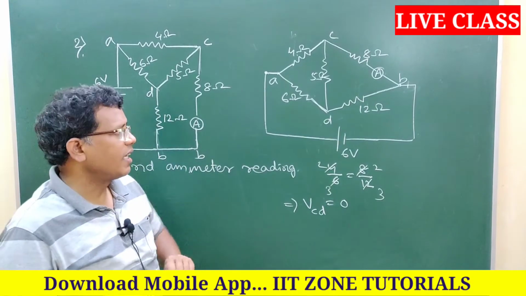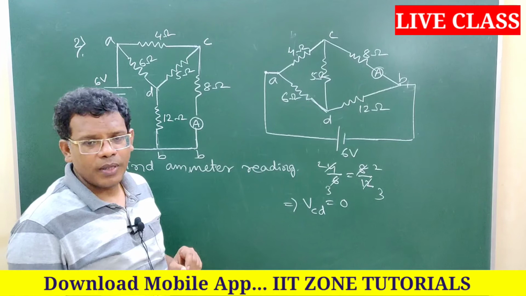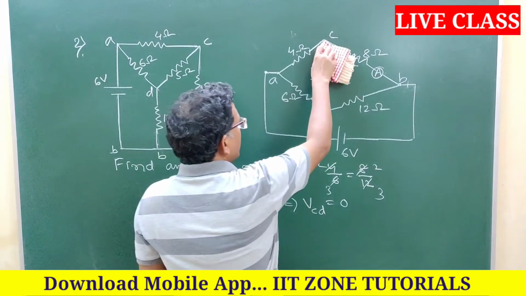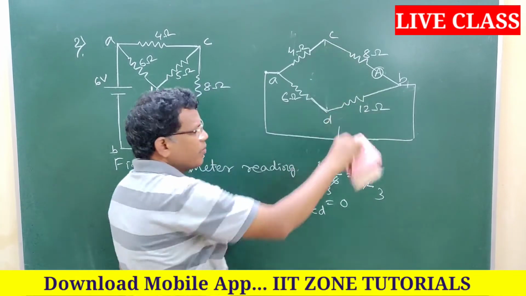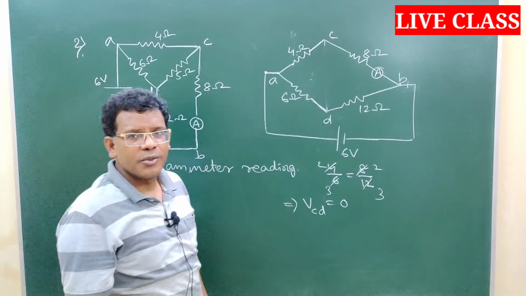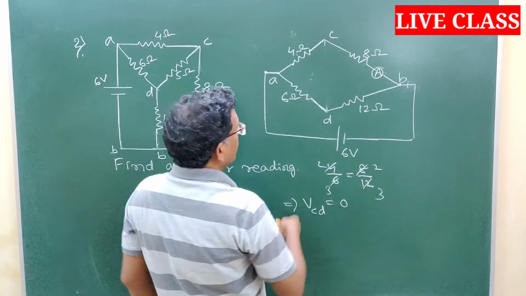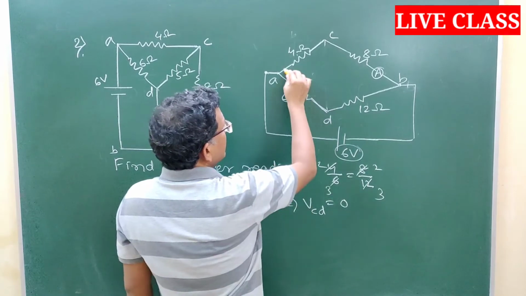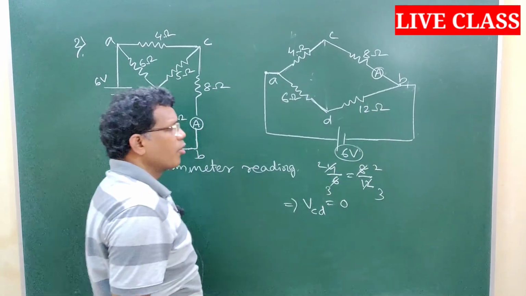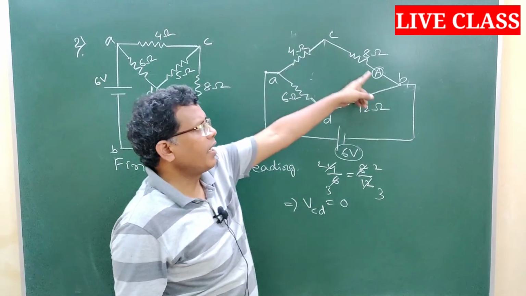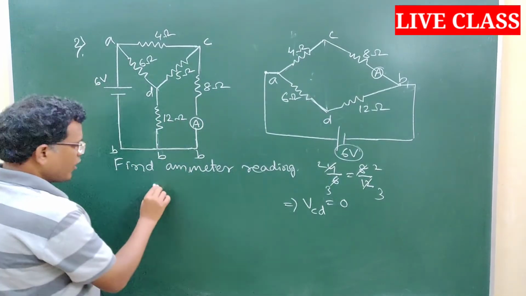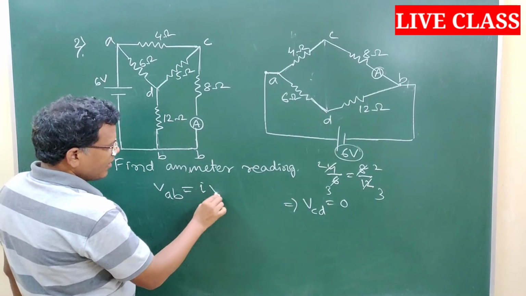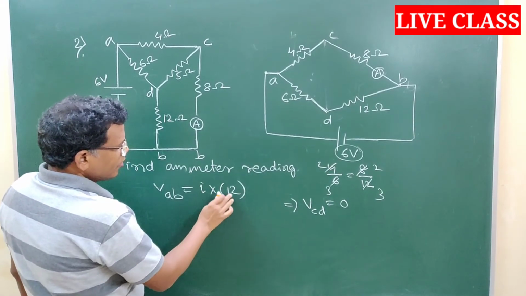That means no current will be flowing through the 5 ohm resistor connected between C and D. So instead of keeping it in the circuit, I can remove that 5 ohm resistor. Once I remove it, both branches are at 6 volt potential difference. So the 4 ohm and 8 ohm are in series. The potential difference between A and B will be current into resistance.